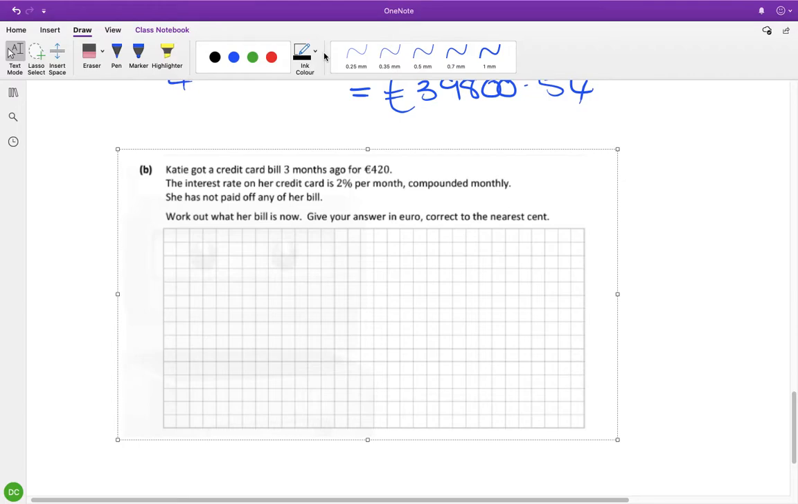Right, so we'll continue on with this question. Katie got a credit card bill 3 months ago for €420. The interest rate on her credit card is 2% per month, compounded monthly, and she has not paid off any of her bill. Work out what her bill is now and give your answer in euros.